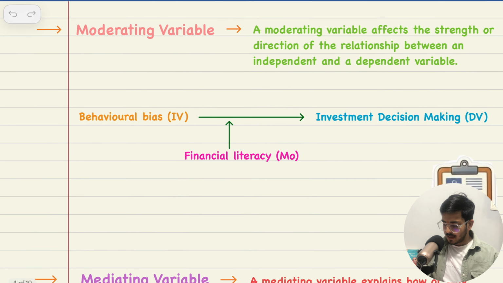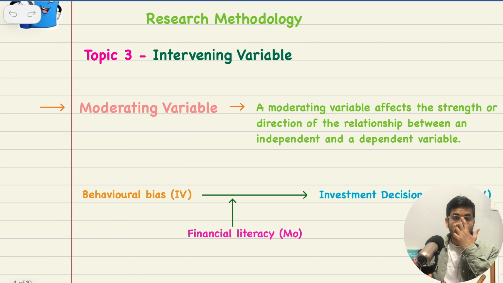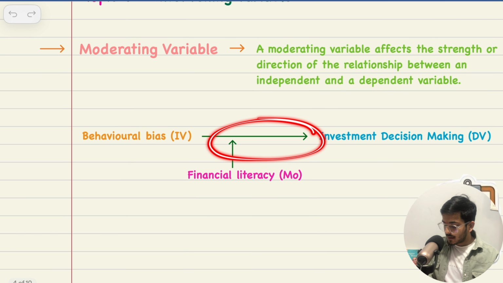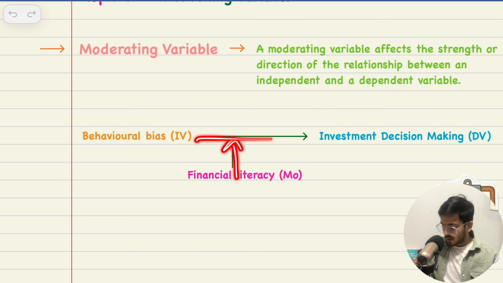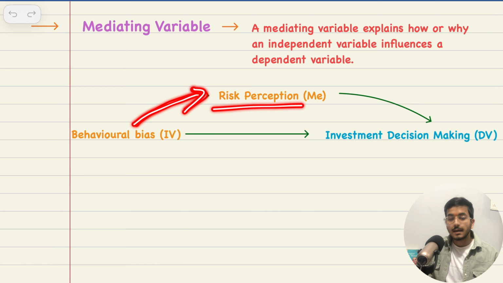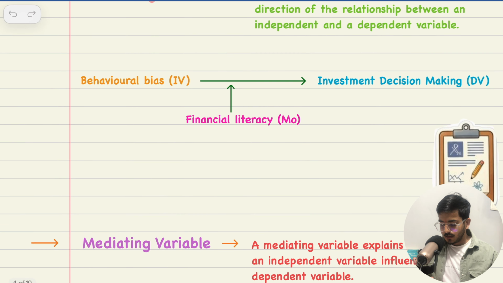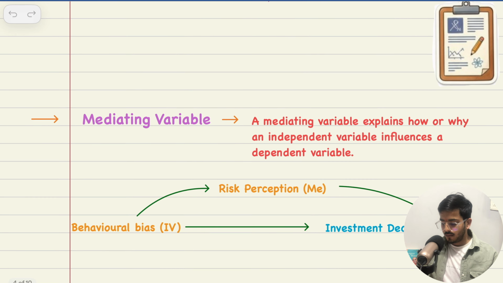So now I think it is pretty much clear what is the difference between moderating and mediating variable. A moderating variable impacts the relation, increasing or decreasing the strength or direction of that particular relation. But in the case of a mediating variable, it goes in a sequence: behavioral biases, the independent variable, will impact risk perception, which in turn will impact investment decision making. So these were moderating and mediating variables.